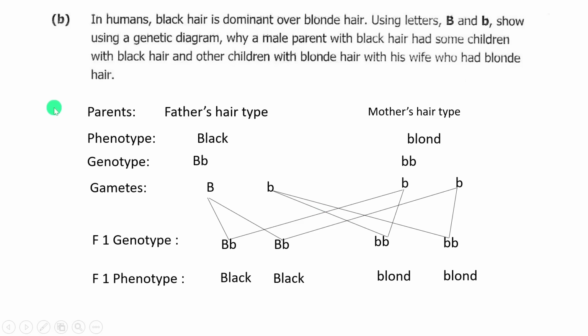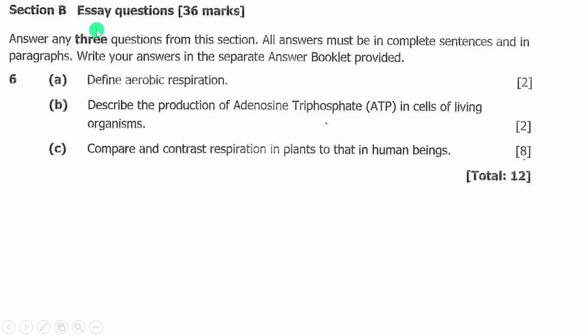So let's move to section B now. Section B, essay questions, 36 marks. Then it says answer any three questions from this section. All answers must be in complete sentences and in paragraphs. So write your answers in the separate answer booklet provided.